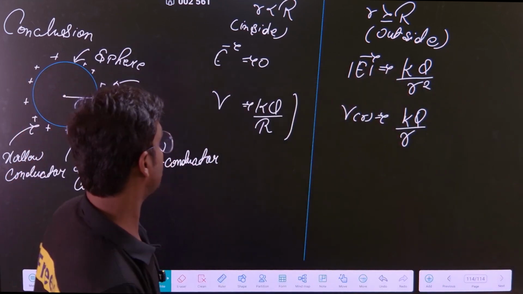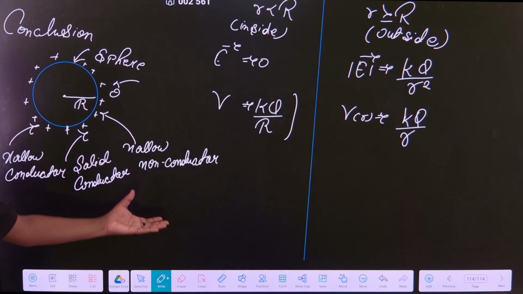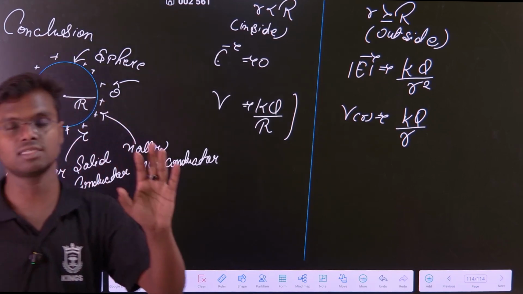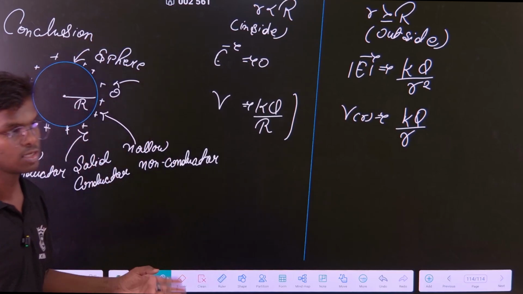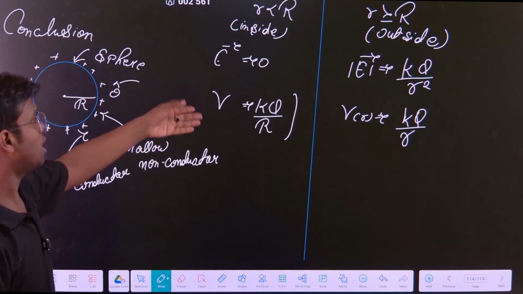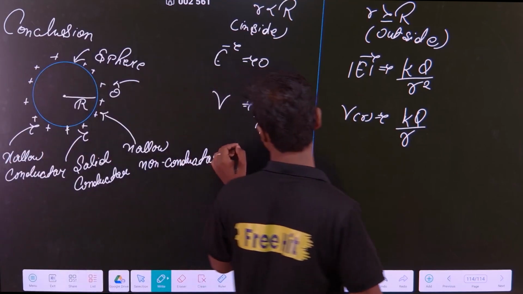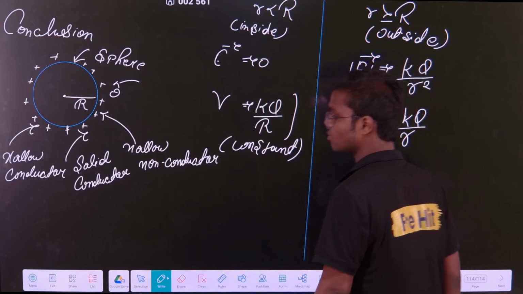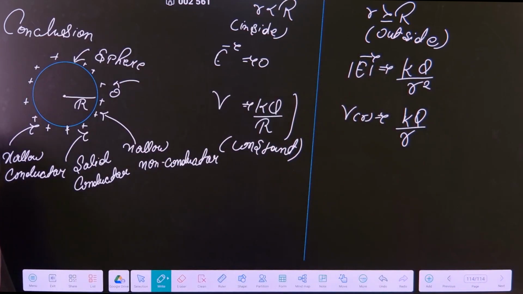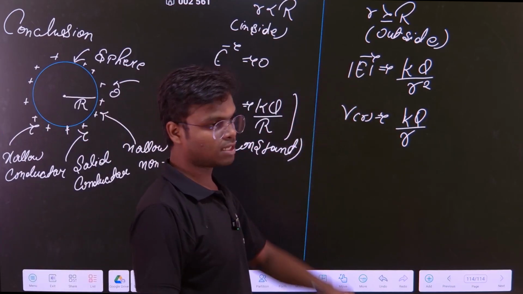This sphere can be any of these things, whatever I have mentioned: it can be a hollow conductor, a solid conductor, or a hollow non-conductor. Because in all three cases the charge distribution is the same, their formulas will also be the same. So the internal electric field will be 0, and the potential will be kQ by capital R, which is a constant value. I have told you this earlier also. And similarly, we have seen the potential will be like this, correct?